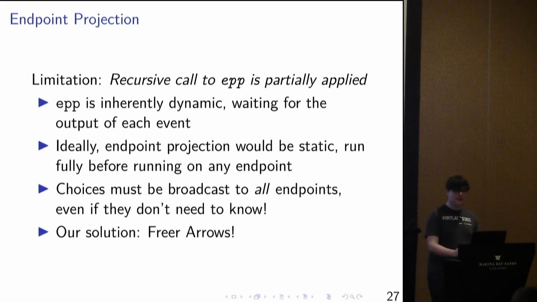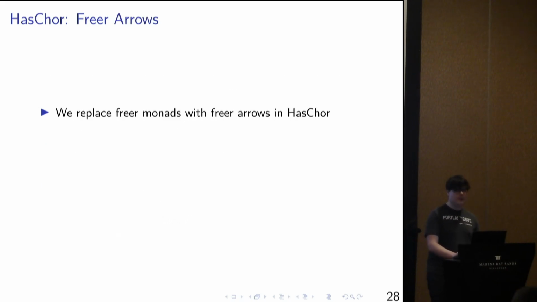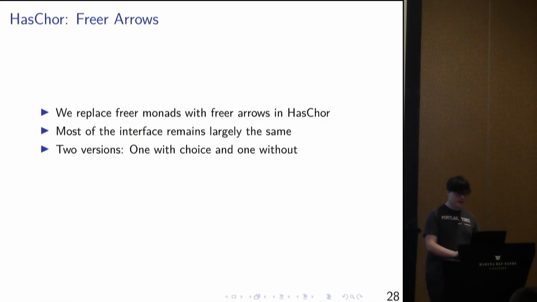Our solution to these problems is also Freer arrows. We replace the Freer monads with Freer arrows in Haskell, and most of the interface remains largely the same. This was one of the big advantages. We ended up with two versions, one with choice and one without. It turns out that we could probably use the version with choice most of the time.